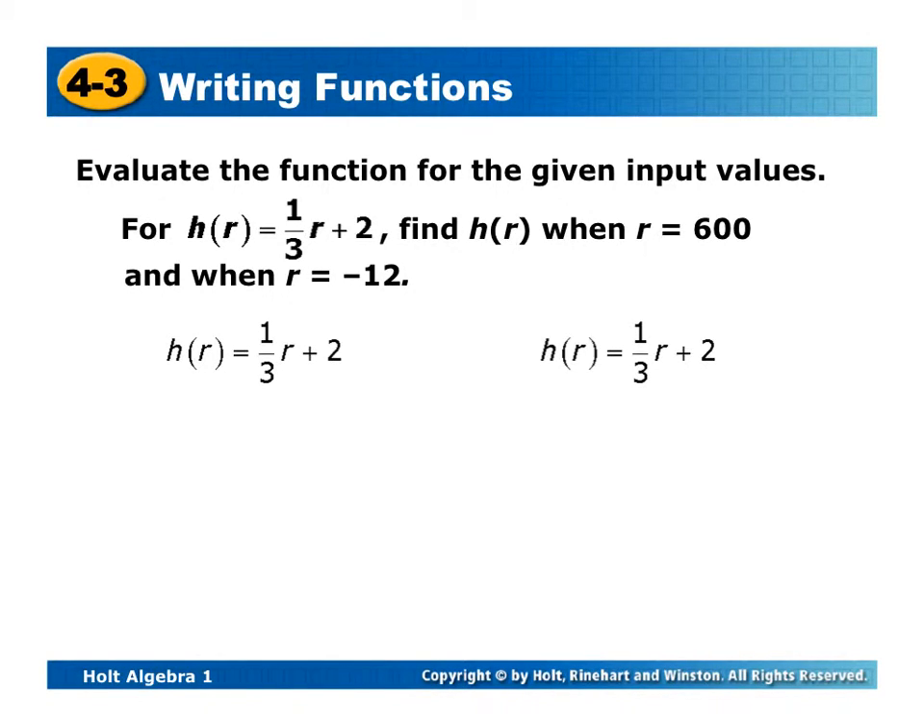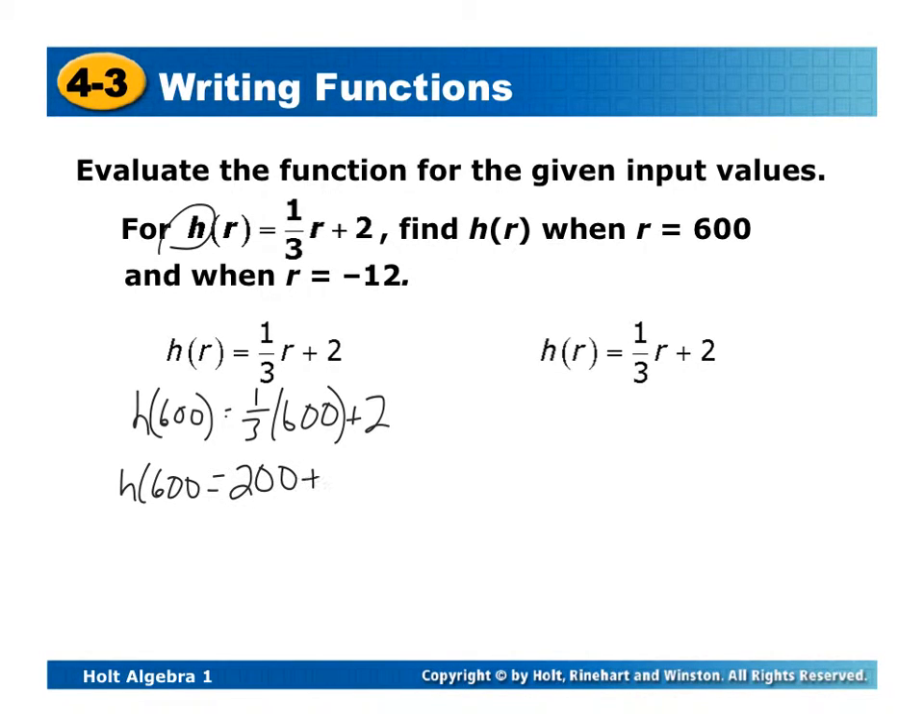So now we're finding the h of r. Like I said earlier, it's not always f of x or anything like that. This time it's still function notation, now we're just using h and we're using r. So here we're finding h of this function when r is 600. So we're going to do 1/3 times 600 plus 2. So 1/3 of 600 is going to be 200 plus 2. So h of 600 is going to be 202. Oops, not 2002.